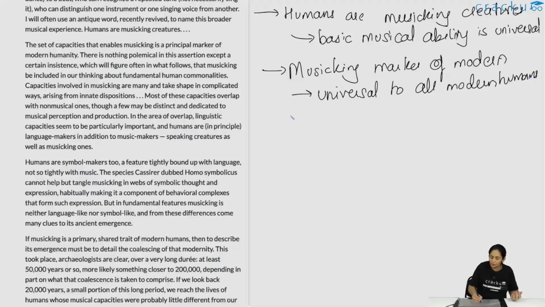And the capacities overlap with other markers of humanity, other capacities that have developed in humans, but they are not necessarily completely overlapping. Something that makes us distinctly human as compared to animals is our ability to speak. So we are speaking animals, but also one of the characteristic things that makes us different from others is that we are also musicking animals. So, universal to all humans, we are speaking as well as musicking creatures. Speaking and musicking, characteristic of modern humanity.